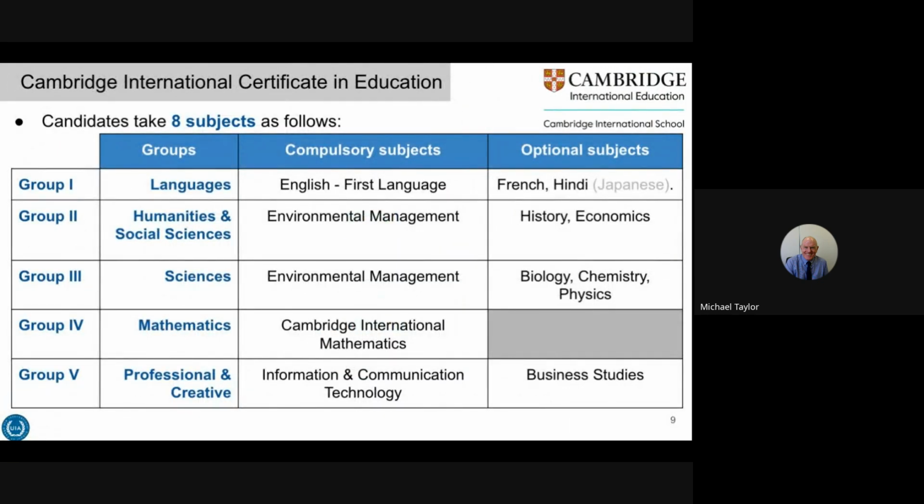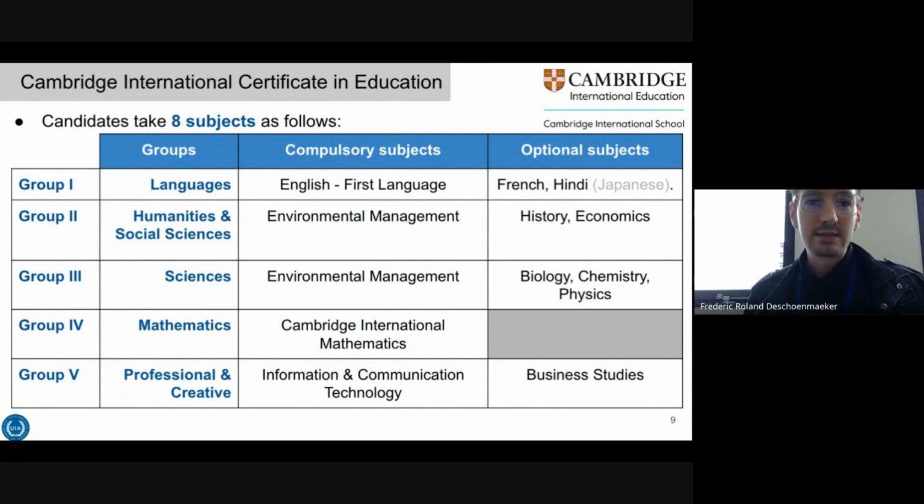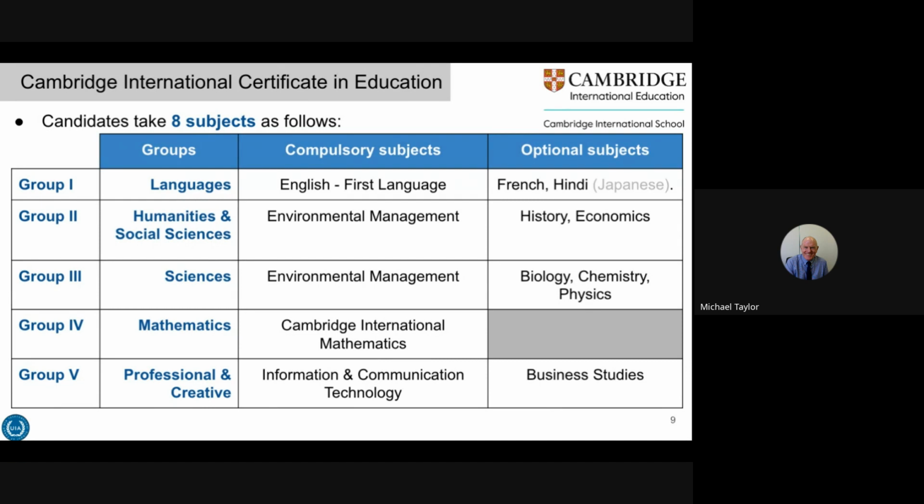There it is. So, compulsory subjects. Yes, environmental management is compulsory because it can stand for group 2 and group 3. This is just to ensure that students, once they take their 8 subjects, with the exception of Japanese, are eligible to receive the ICE certificate. So the answer is sadly no. Well, it's not sadly, it is what it is. We don't make the rules. We just apply the guidelines.